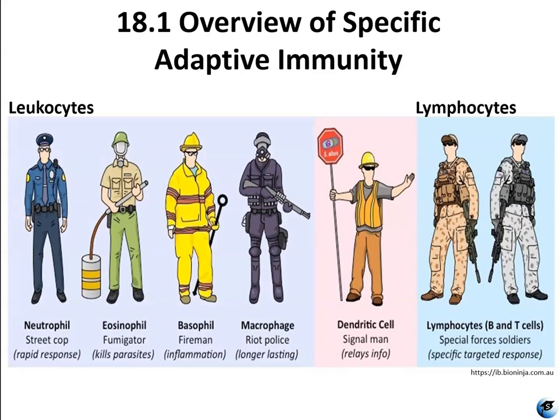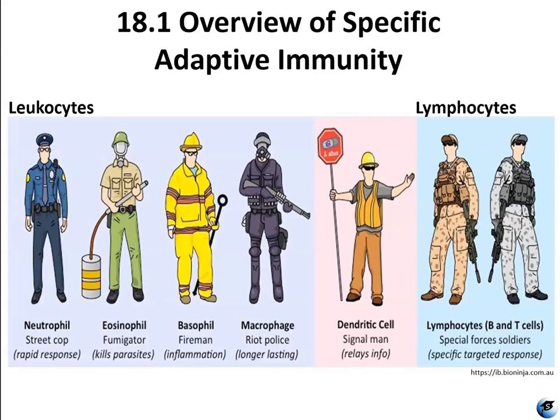As this figure shows here, the leukocytes of the innate immune system all have different names and different functions, but they're all involved in rapid response, much like your street cops, your fumigators, firemen, riot police. These are all called out for emergencies, and so are different types of leukocytes. Lymphocytes work a bit slower, but they're the big guns that get called out in a particularly specialized situation. Lymphocytes are like the special forces.